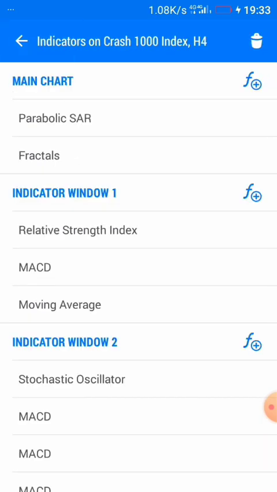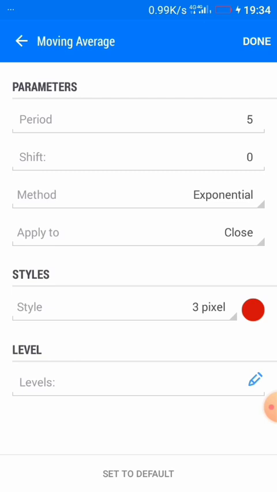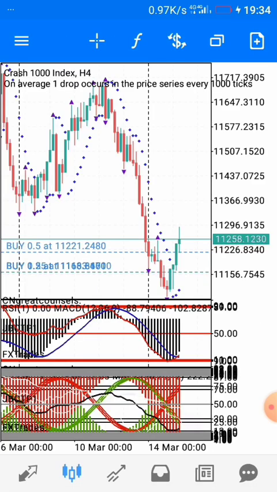Then the third indicator on the first indicator window is exponential moving average. The period is 5, shift 0, method exponential, apply it to close. And then the styles, 3 pixels, the color is red. You can use any color of your choice. Then click done.